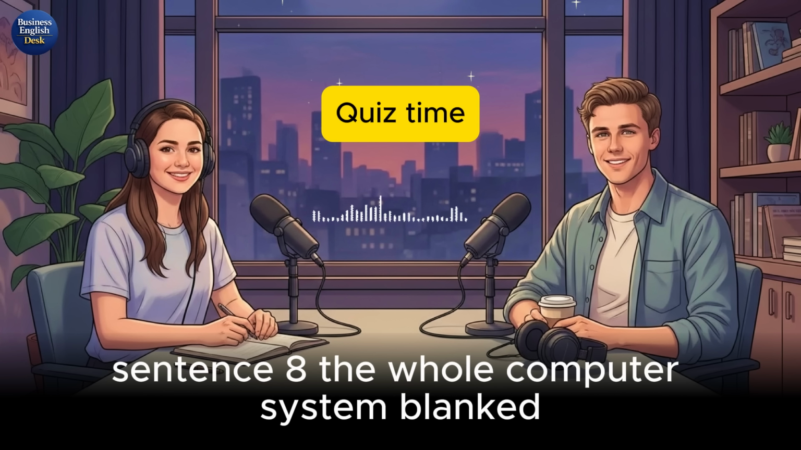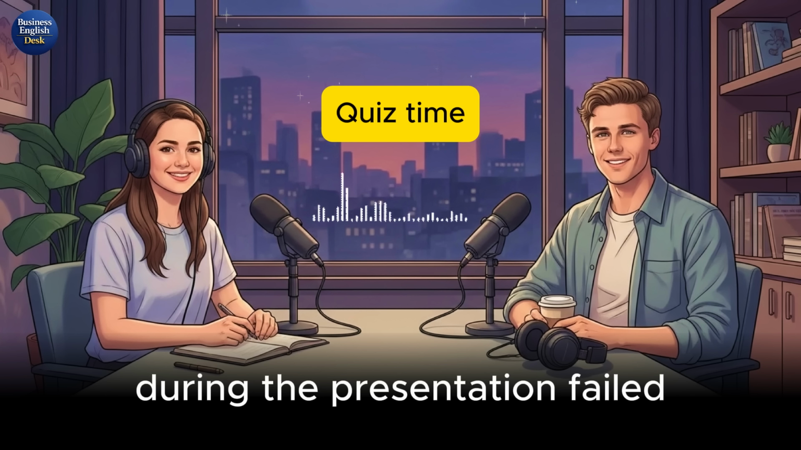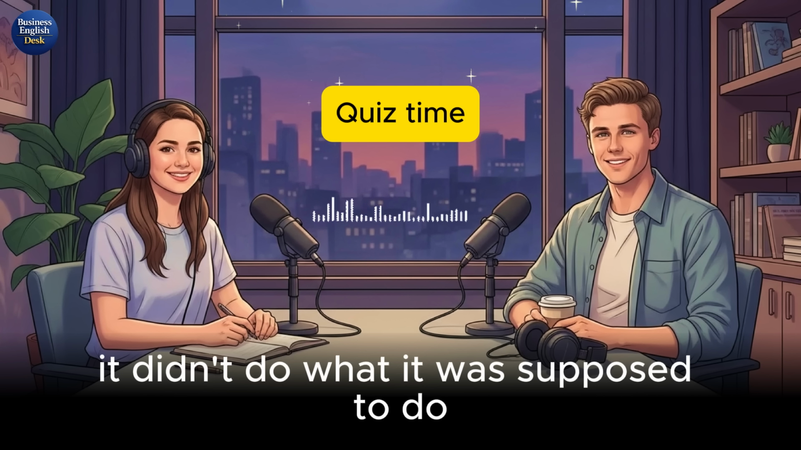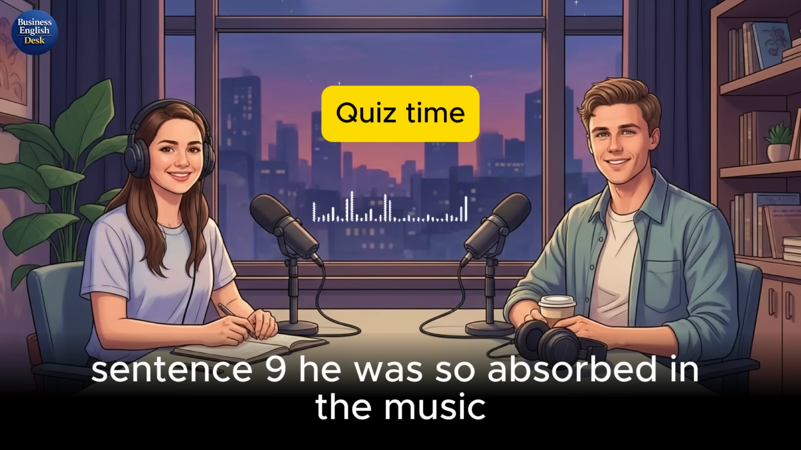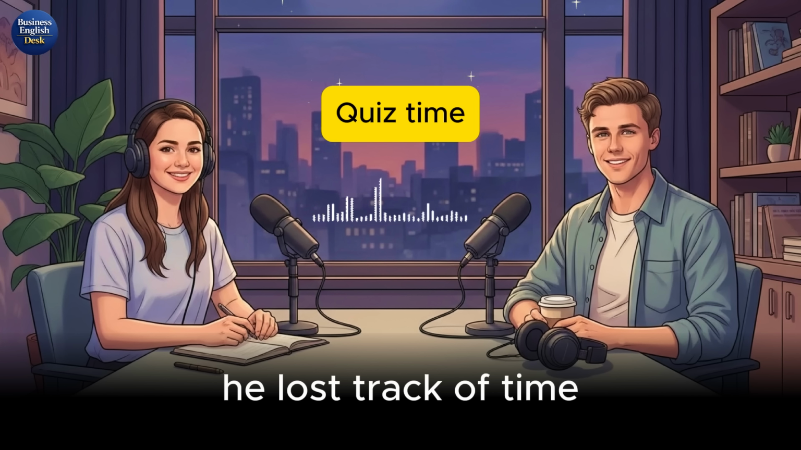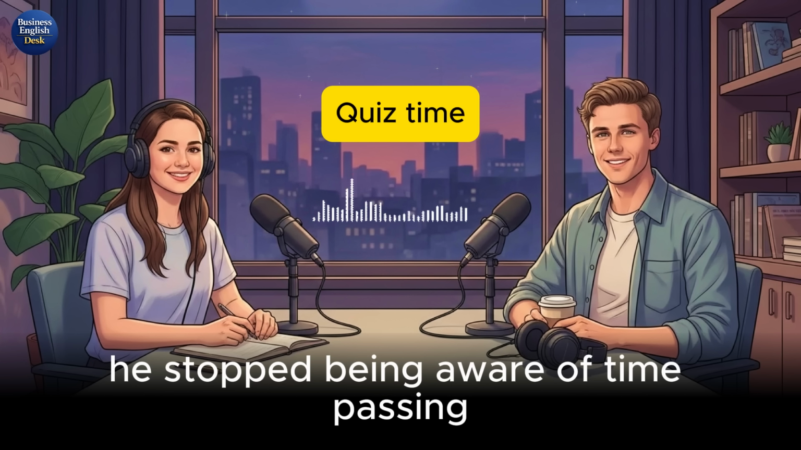Sentence 8. The whole computer system blanked during the presentation. Failed. The system failed. It stopped working. It didn't do what it was supposed to do. Sentence 9. He was so absorbed in the music that he completely blank track of time. Lost. He lost track of time. He stopped being aware of time passing.